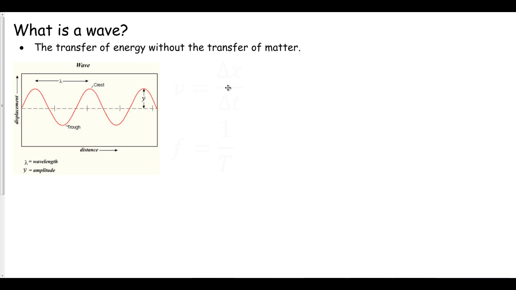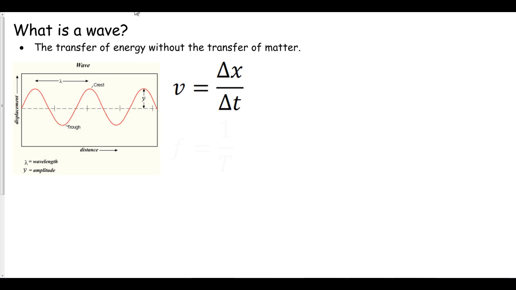Now, we can actually do some calculations with this wave, which is what we've done in the video, by looking at some of the previous equations we have, such as the velocity of the wave. We can calculate how fast the energy is transferring through the medium by looking at this equation. It tells me that the velocity of the wave equals displacement divided by time. So velocity equals delta x divided by delta t.